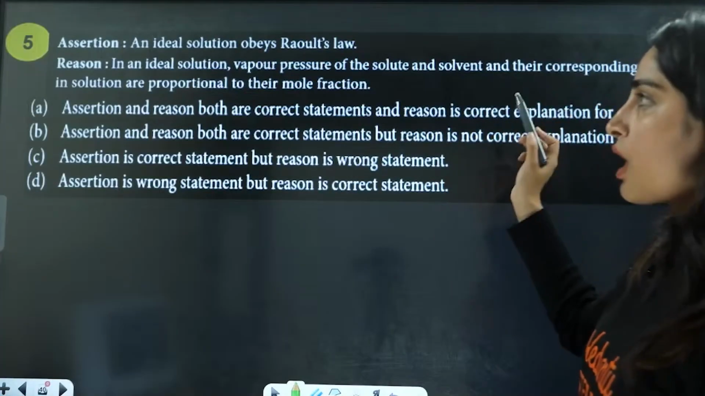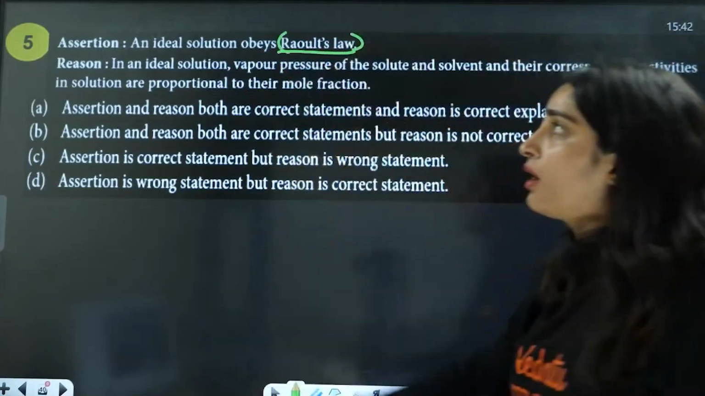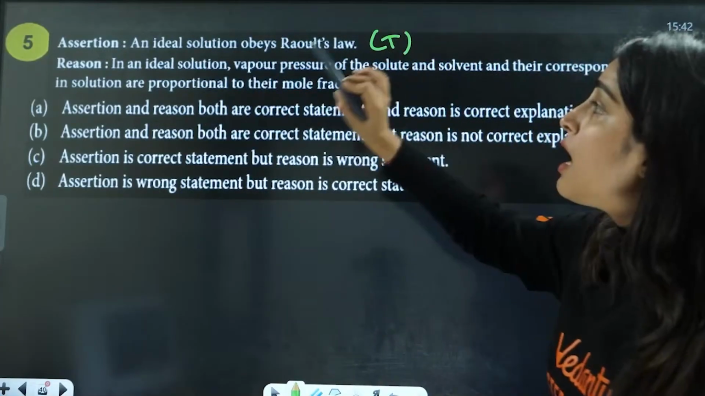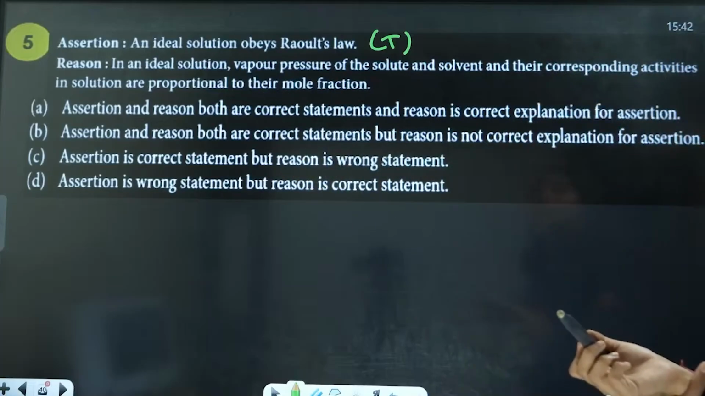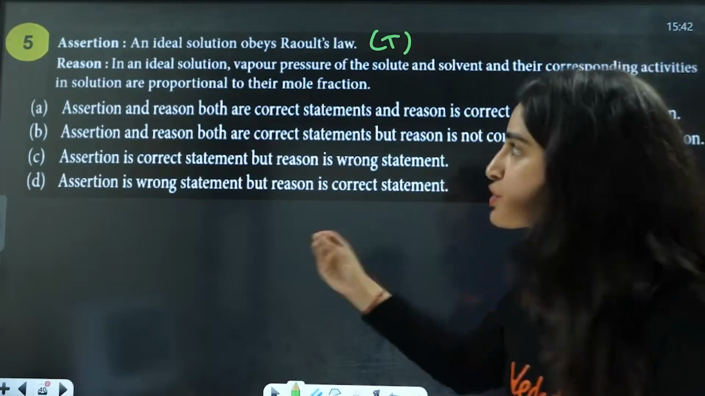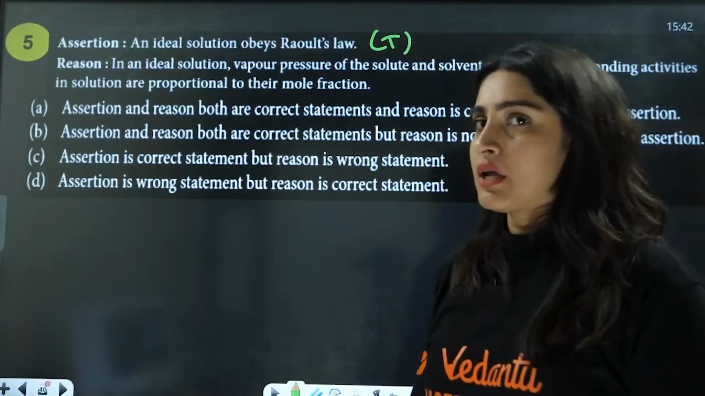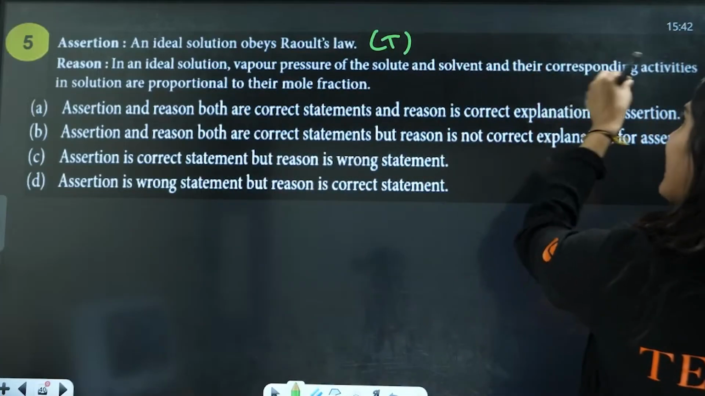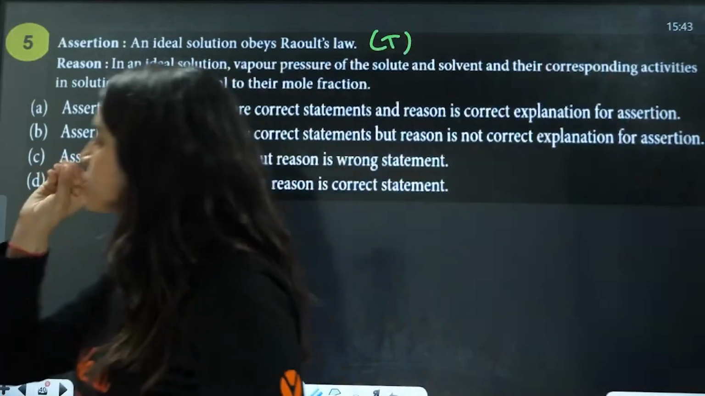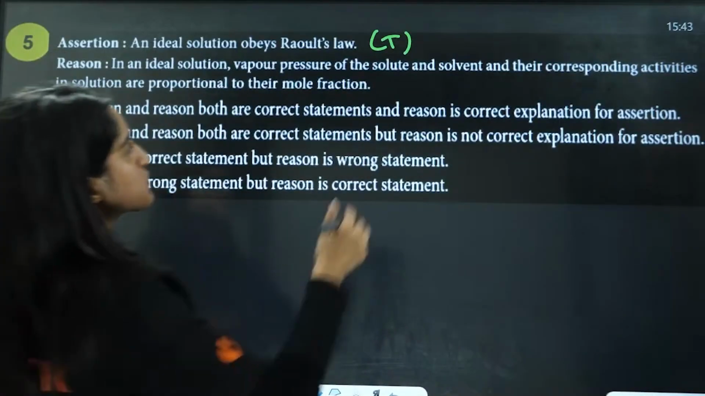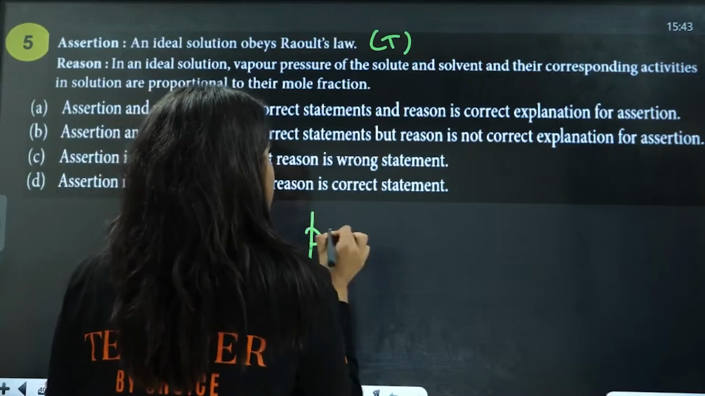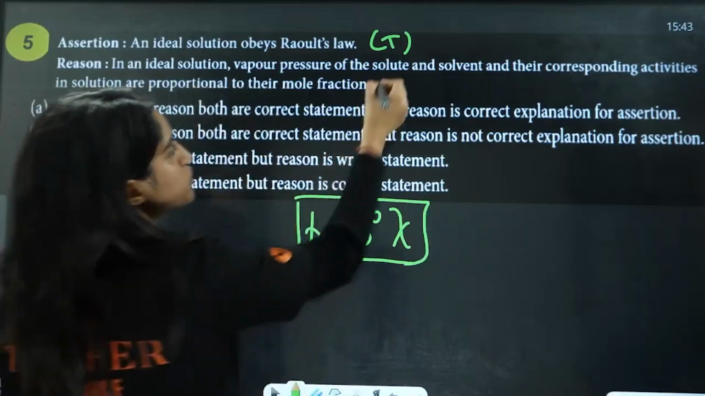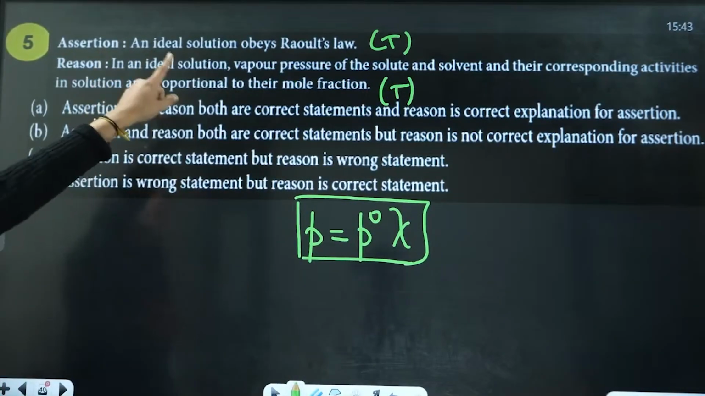An ideal solution obeys Raoult's law. Yes, that is completely right. In an ideal solution, the vapor pressure of the solute and solvent, and the corresponding activities in the solution, are proportional to their mole fraction. Yes. That is Raoult's law. This is also true. So an ideal solution obeys Raoult's law.